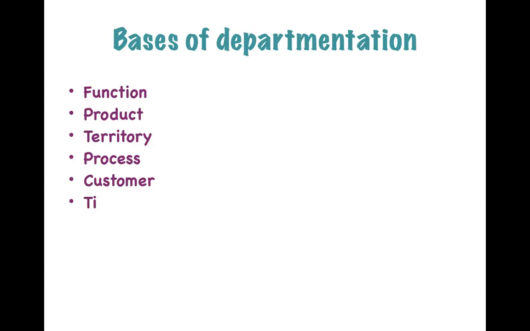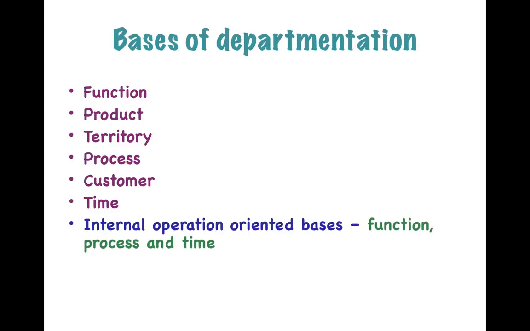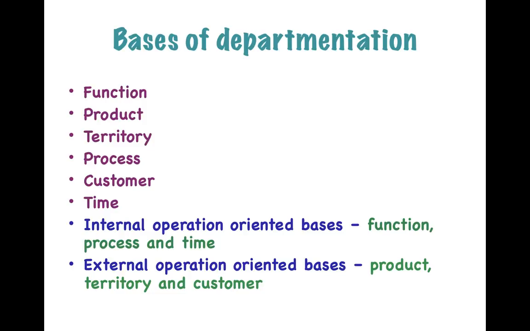Now, what are the different bases of departmentation? How can we create departments in an organization? It can be created on the basis of function, product, territory, process, customer, and time. Now, three of these bases of departmentation are internal to the organization, while three are external to the organization. So, internal operation oriented bases are function, process, and time. And external operation oriented bases are product, territory, and customer.